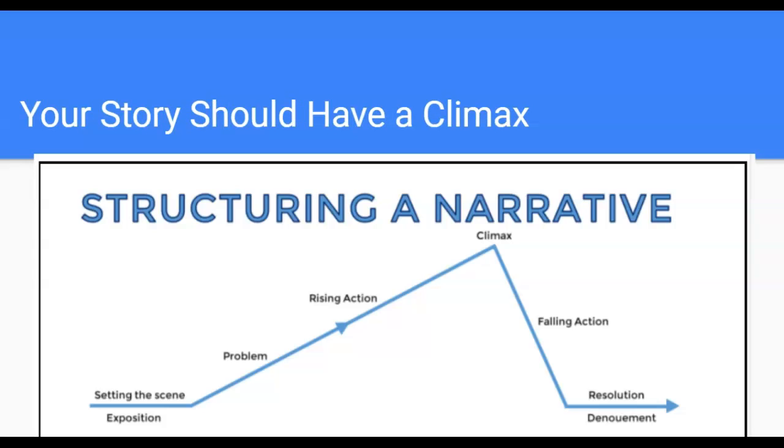So your story needs to have that climax where that is really the turning point of the story. That is the most intense moment, where it's the highest tension, it's drama.